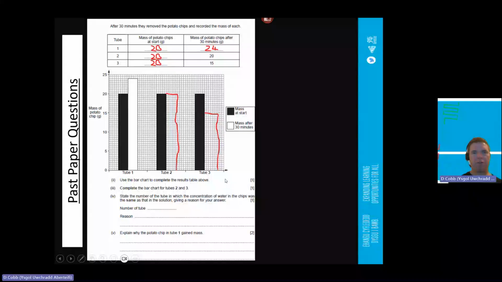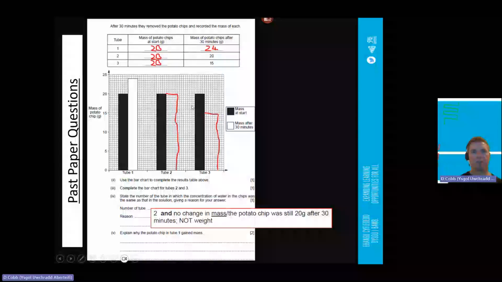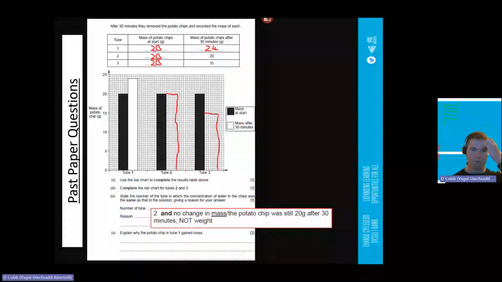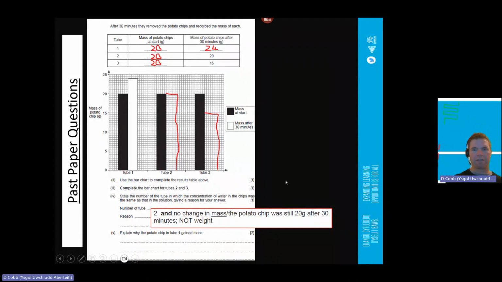And state the number of the tube in which the concentration of water in the chips was the same as that in the solution, and give a reason for your answer. Well, it's tube 2 because in tube 2 there's no change in mass. So we didn't get movement in or out of the potato, and therefore that means that the concentration of squash must be equivalent to the concentration of those things that are dissolved inside the cell. So there's no overall movement. How do we know there's been no change in mass? It was 20 grams after 30 minutes.